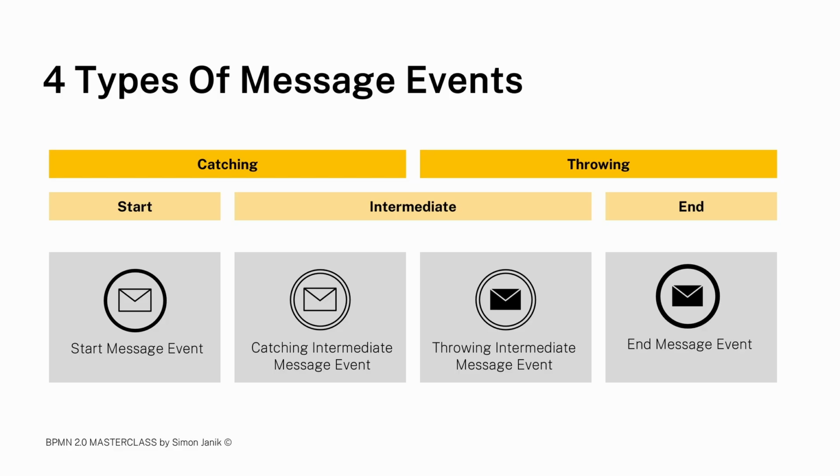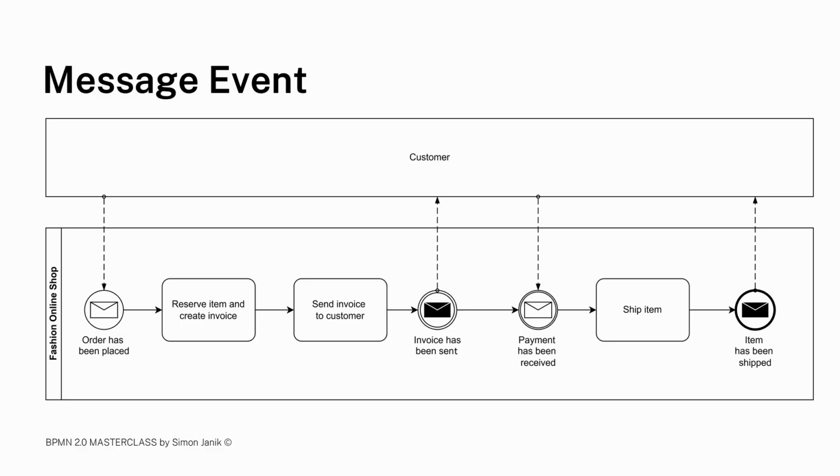Now, let's walk through an example together and see how all 4 types of message events are used in a real-world scenario. This is the order process of our fashion online shop. The process starts with a placed order as start message event. This means the process begins only after the customer has submitted an order. Next, the shop reserves the item in the warehouse and creates an invoice. After that, we send the invoice to the customer.